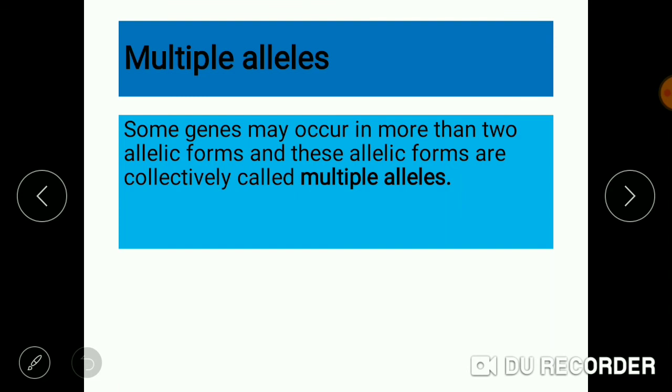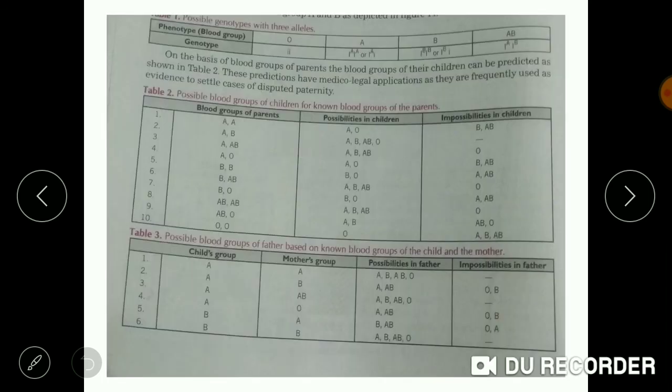Now the next topic is multiple alleles. Some of the genes may occur in more than two allelic forms, and these allelic forms are collectively called multiple alleles. A very good example is the ABO blood grouping in humans. So blood group O is represented by small i, and blood group A is by IA or IA small i. Blood group B is by IB or IB small i. Blood group AB is represented by IAIB.